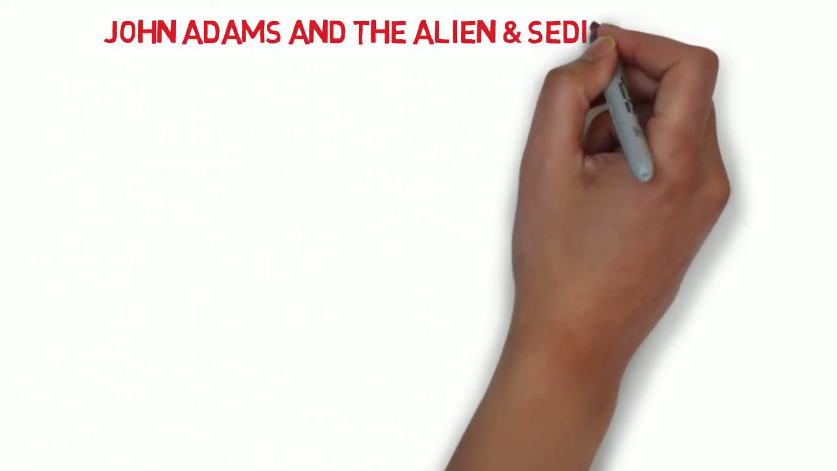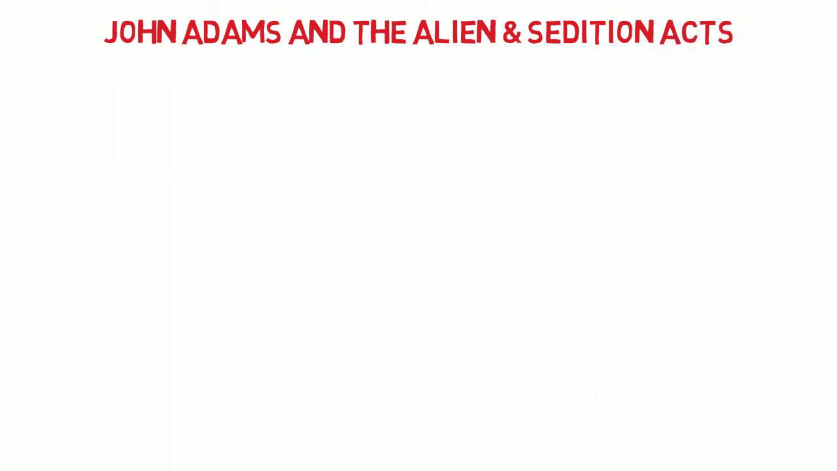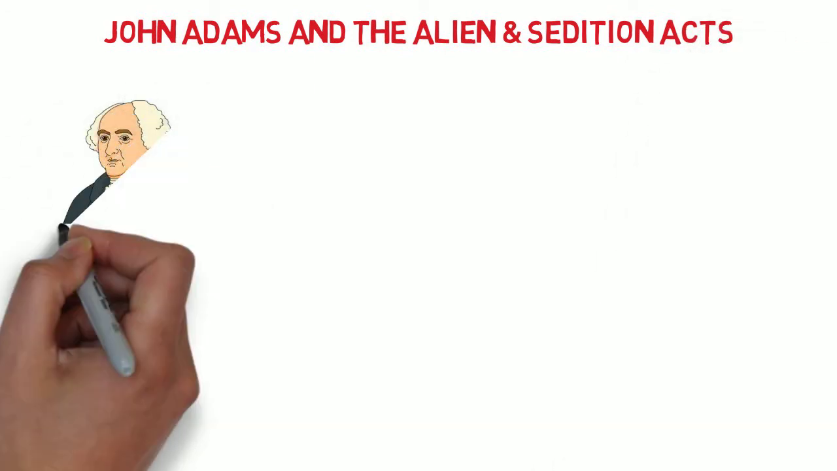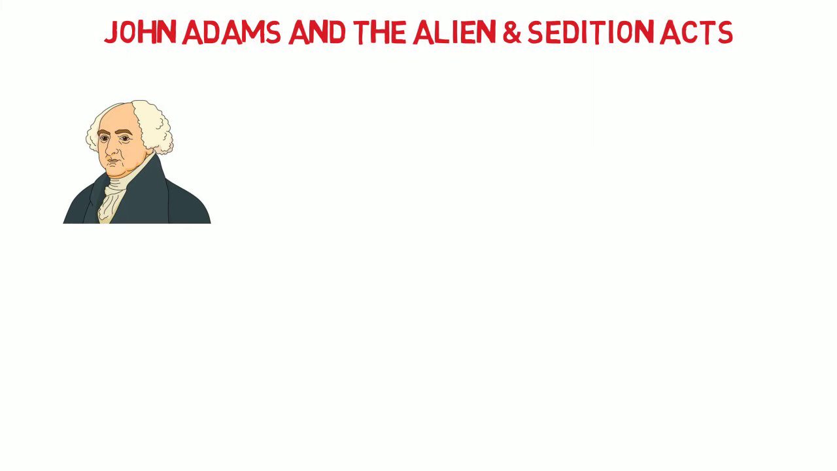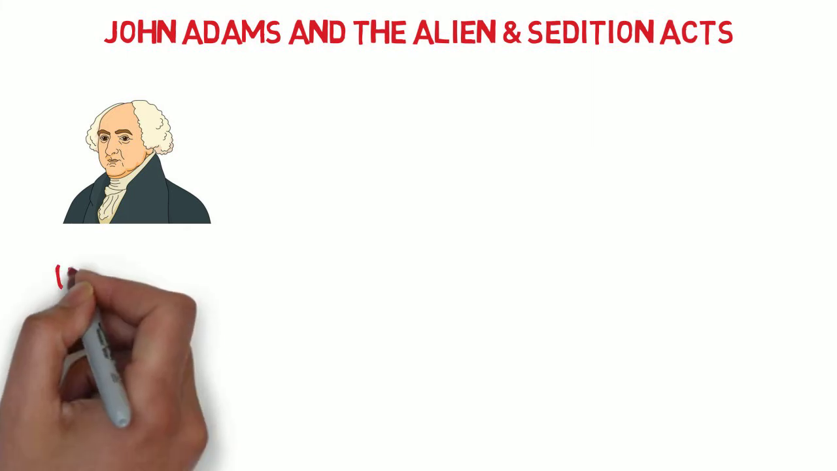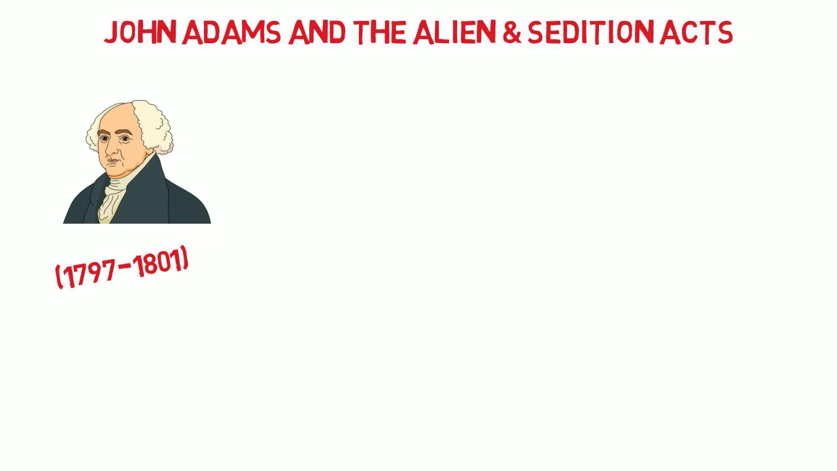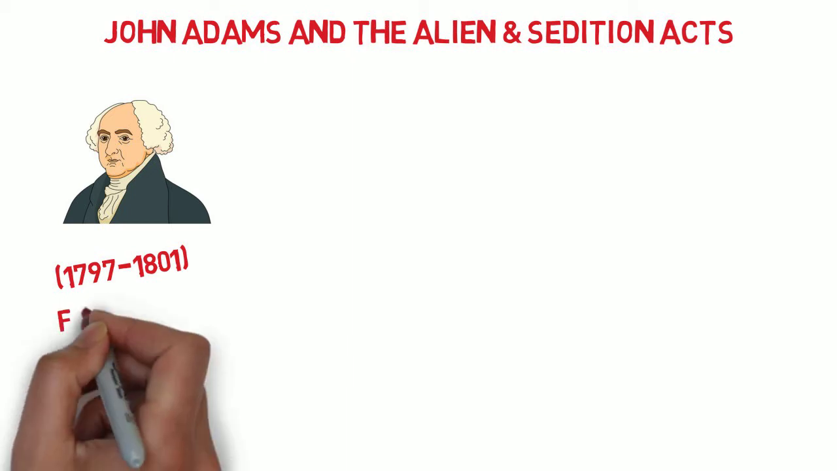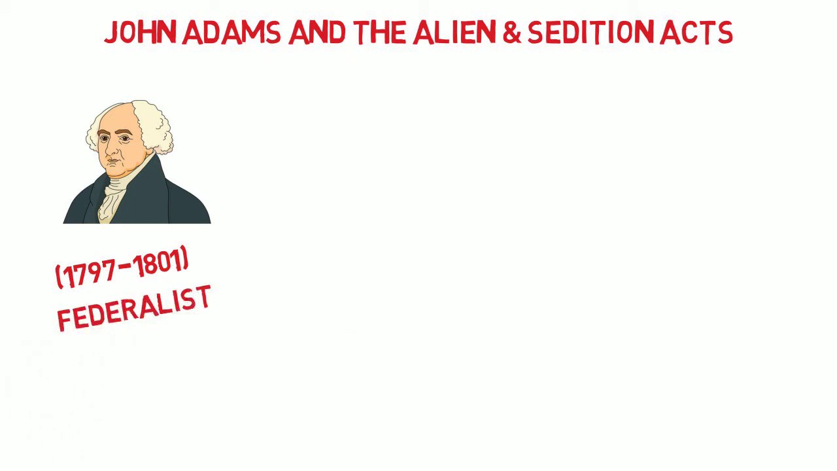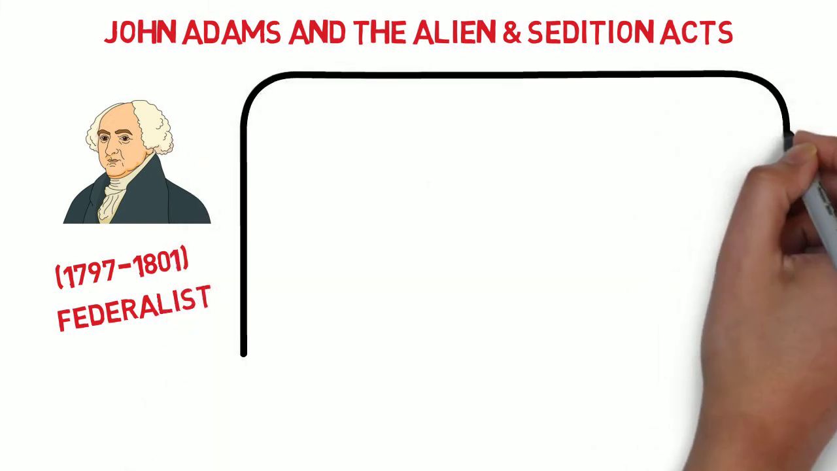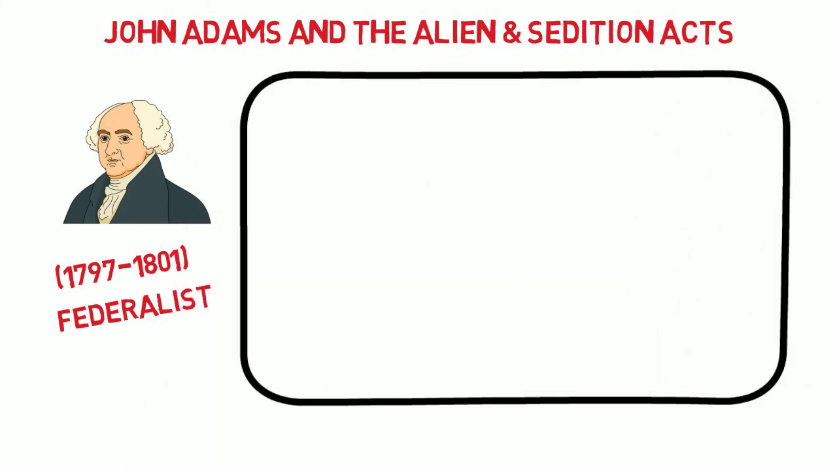Today, we talk about poor old John Adams, who did great during the Continental Congress, but had a very bad presidency. After George Washington decided not to run for a third term, Vice President John Adams ran and was elected in 1796. Adams was the first president who identified himself as part of a political party. Adams was a Federalist.